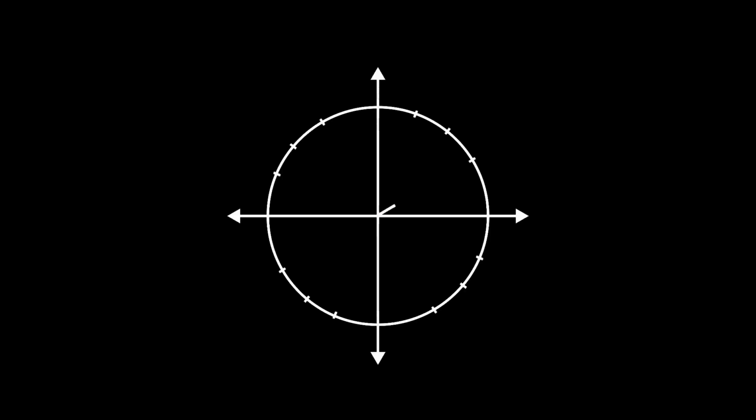Now, here is when things get kind of freaky. If we draw a line from the center of the circle, this line, according to trigonometry, will have the unit 1.